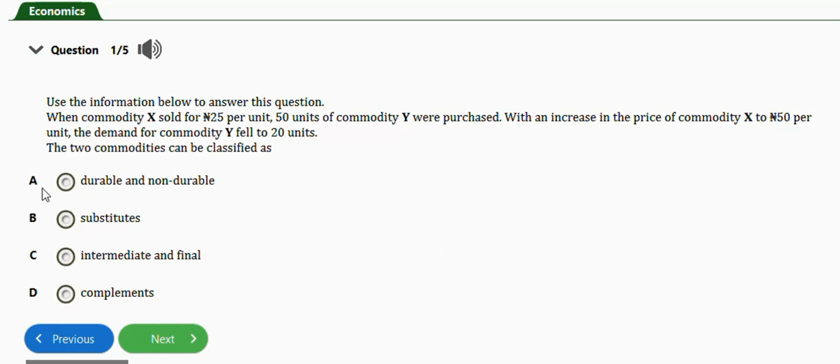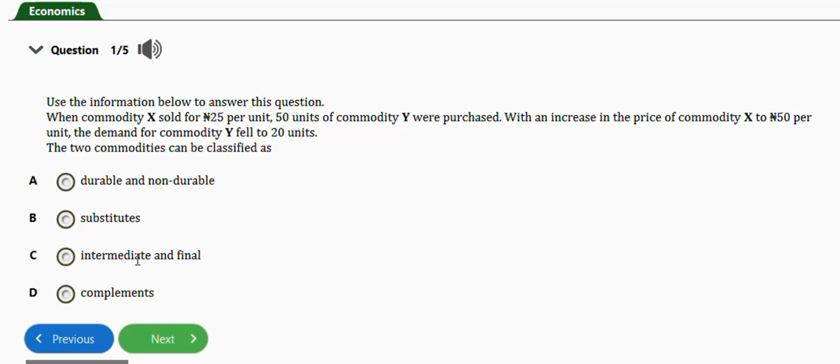When commodity X sold for 25 naira per unit, 50 units of commodity Y were purchased. With an increase in the price of commodity X to 50 naira per unit, the demand for commodity Y fell to 20 units. The two commodities can be classified as: durable and non-durable, substitutes, intermediate and final, complements. Right answer is option D. They can be classified as complements.